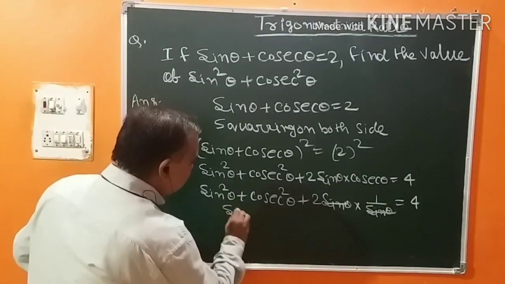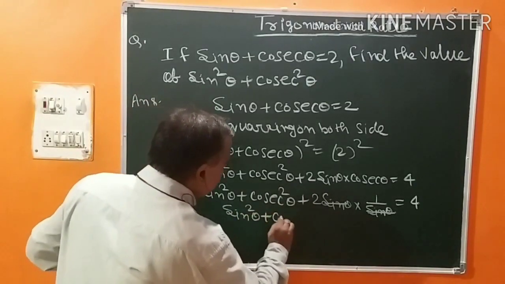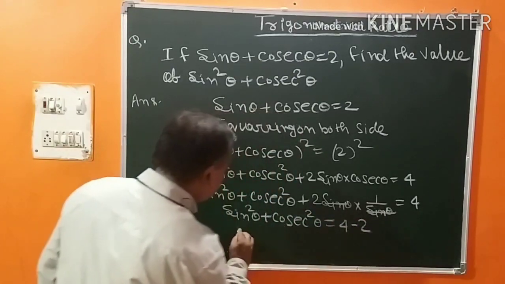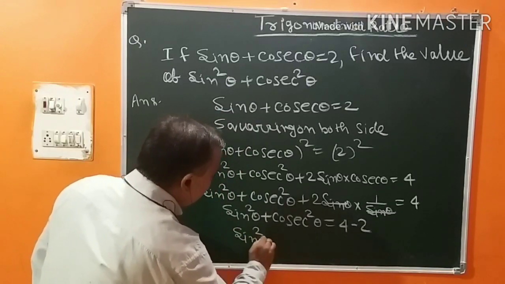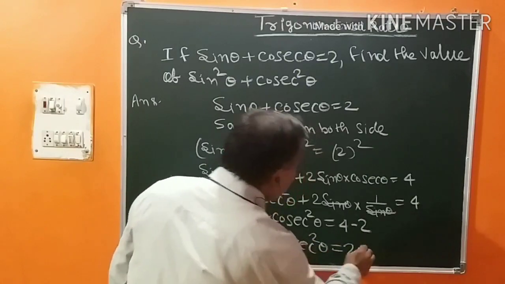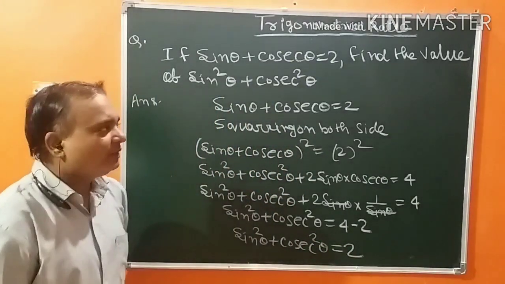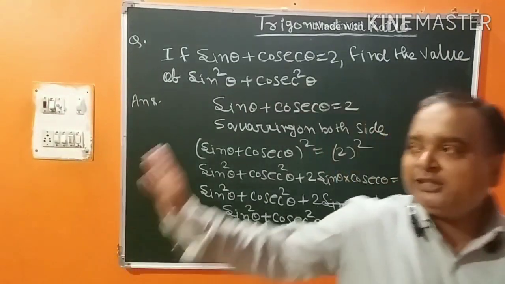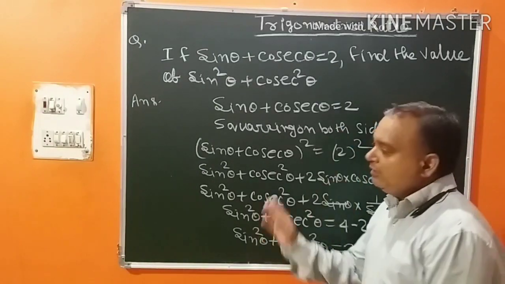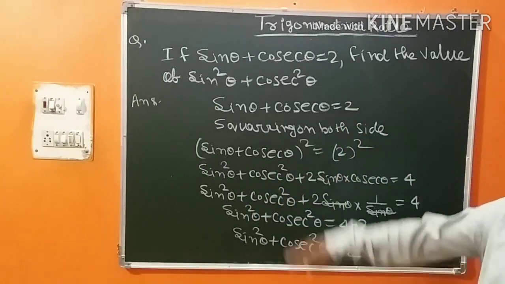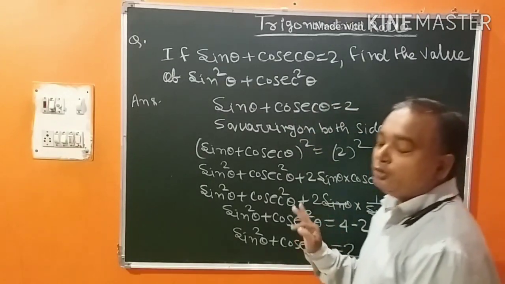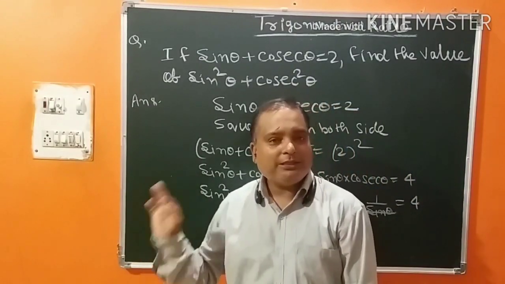So we can write sin square theta plus cosec square theta equal to 4 minus 2, or sin square theta plus cosec square theta equal to 2. That is our final answer. Similarly, if we have given tan theta plus cot theta equal to 2, find the value of tan square theta plus cot square theta. We can do like that. Or if we have given cos theta plus sec theta equal to 2, find the value of cos square theta plus sec square theta. We will do the same thing.